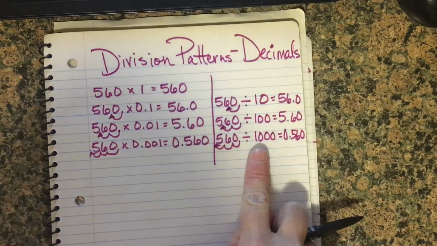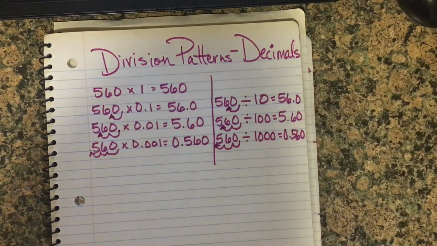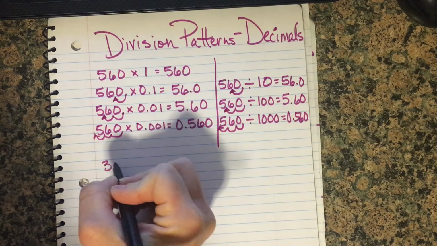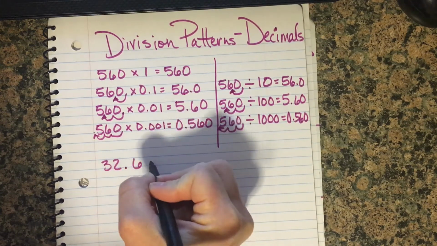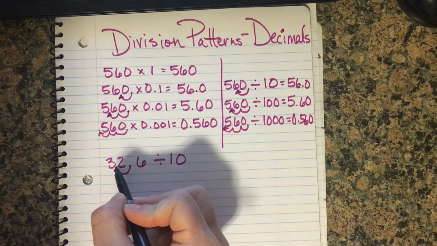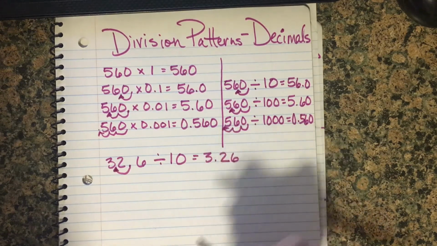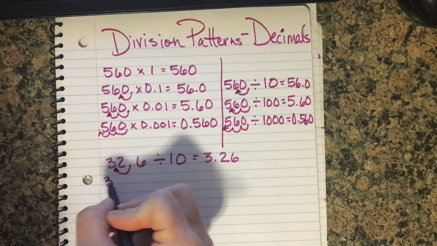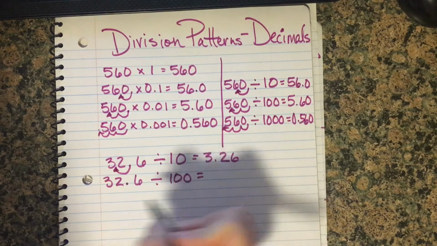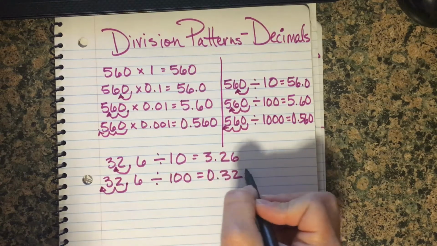So when you're doing division patterns, you are just moving the decimal to the left or the right. I'm going to show you a couple of other examples. 32 and 6/10 divided by 10. I'm going to move the decimal one place value spot to the left, and I get 3 and 26/100. If I had the same number divided by 100, I'm going to move it 2 times, and I get 326 thousandths.